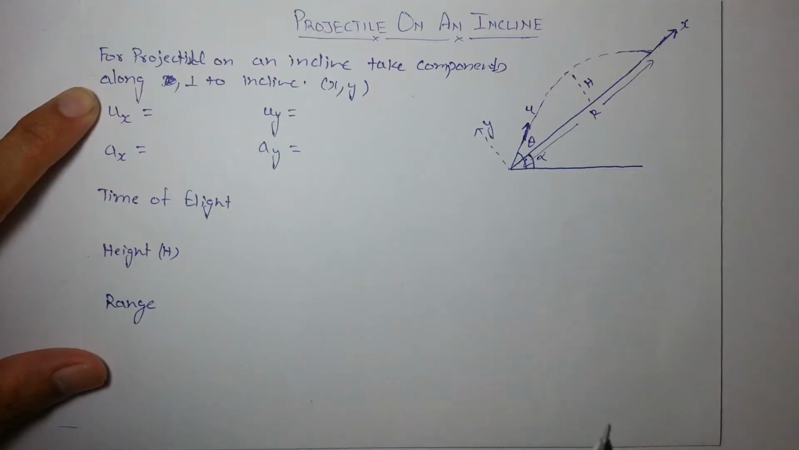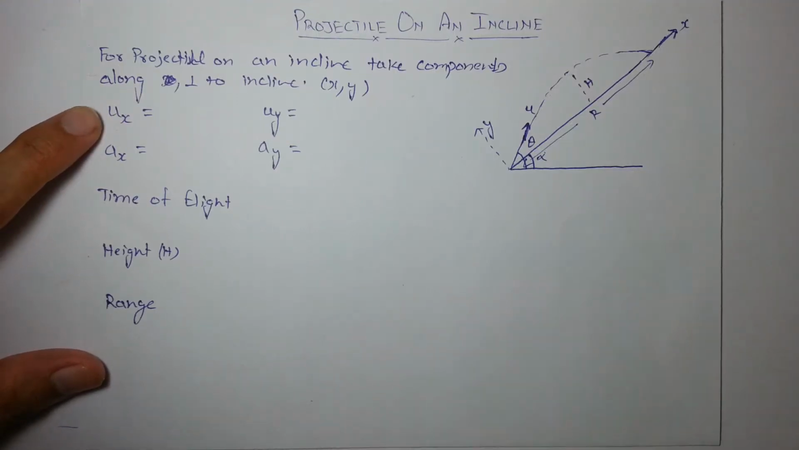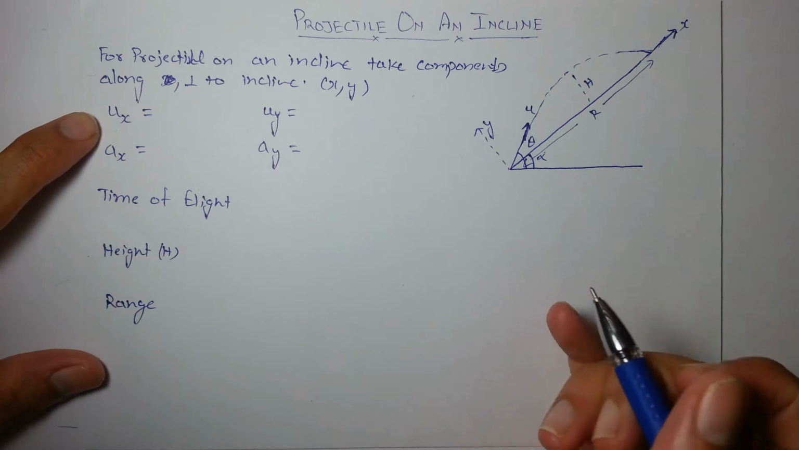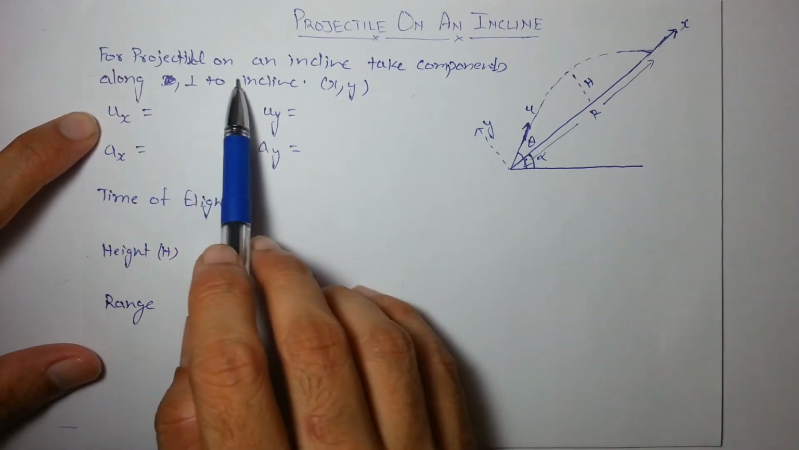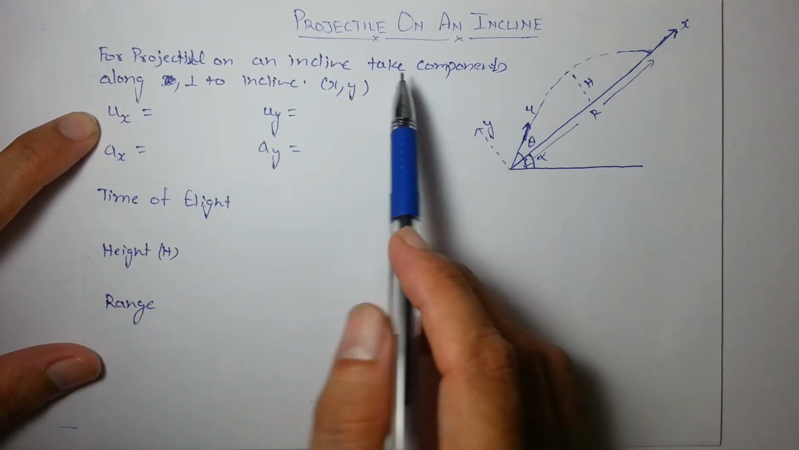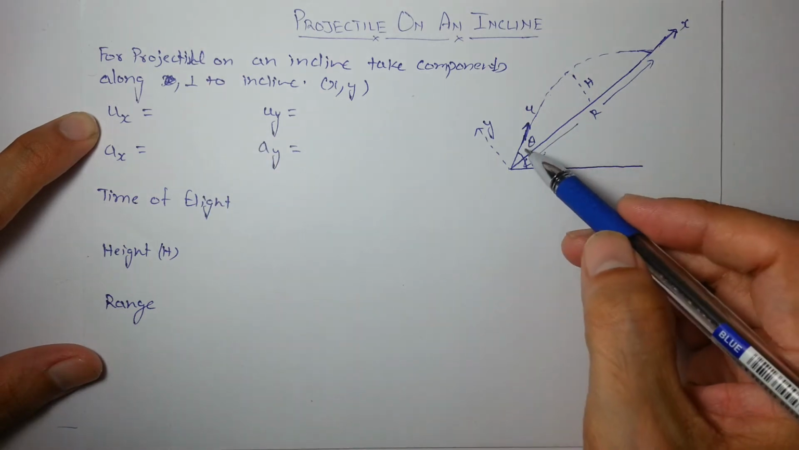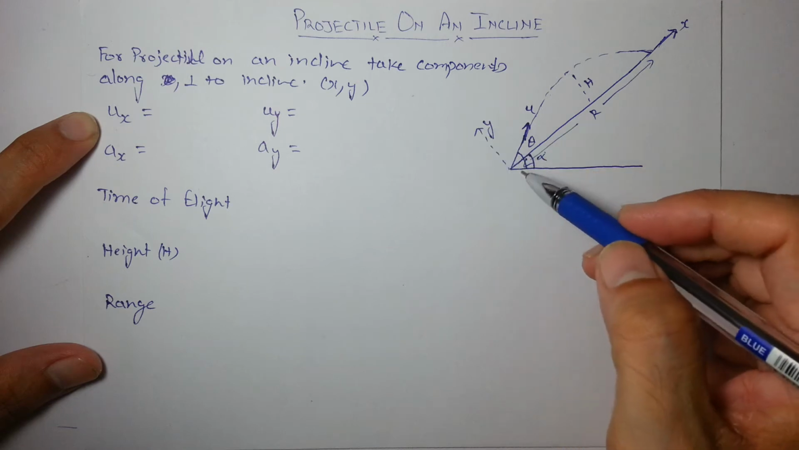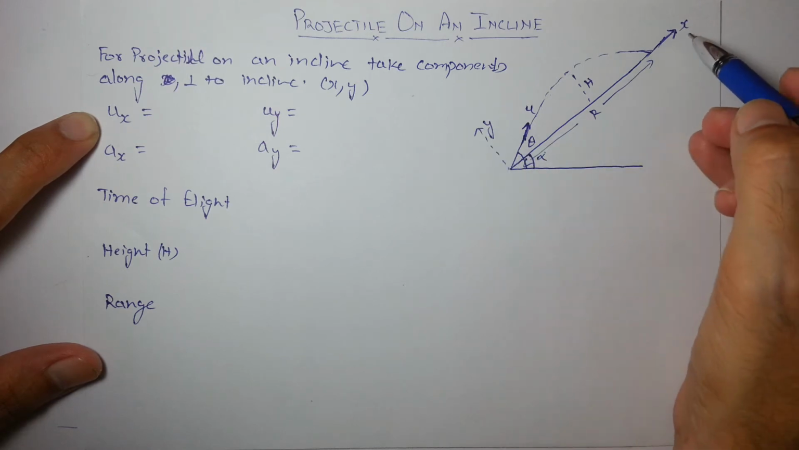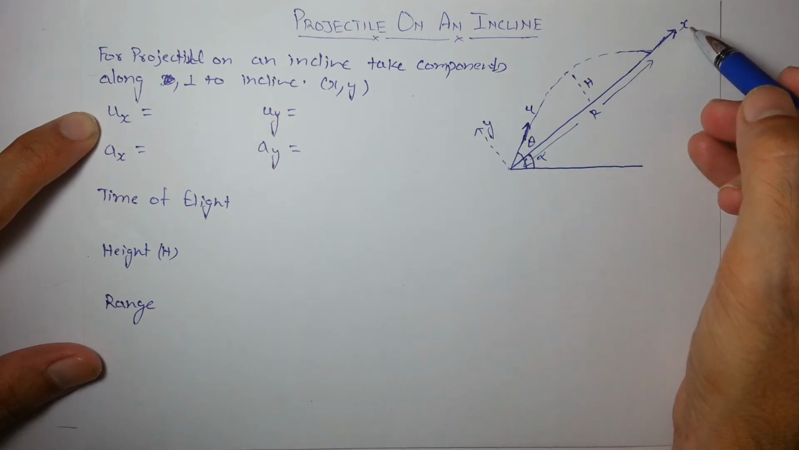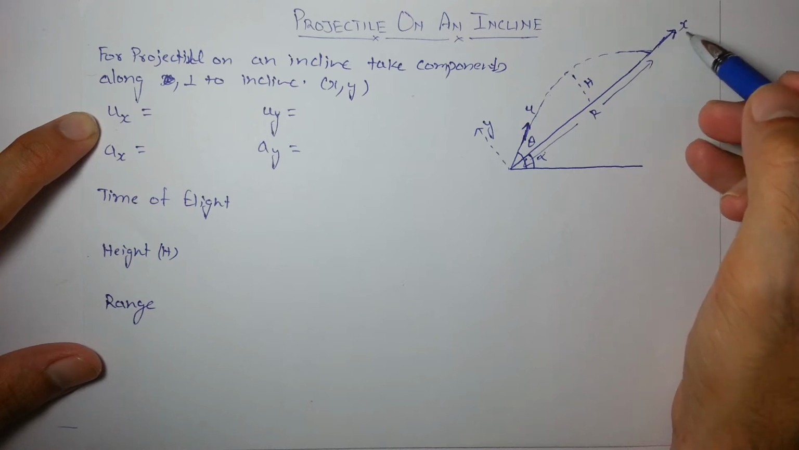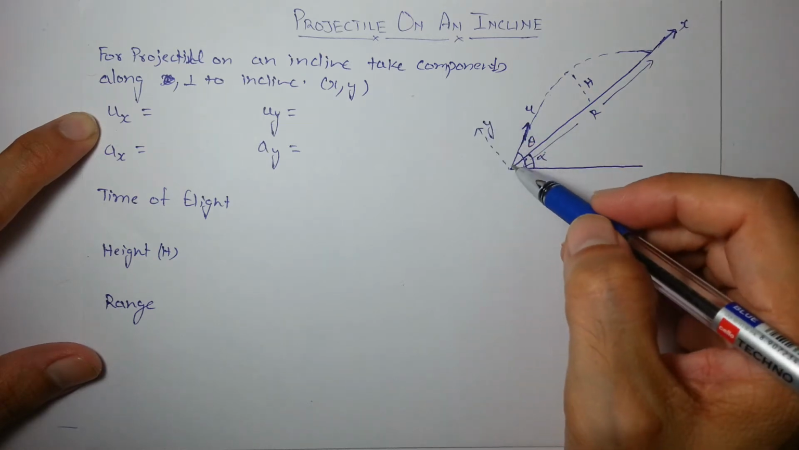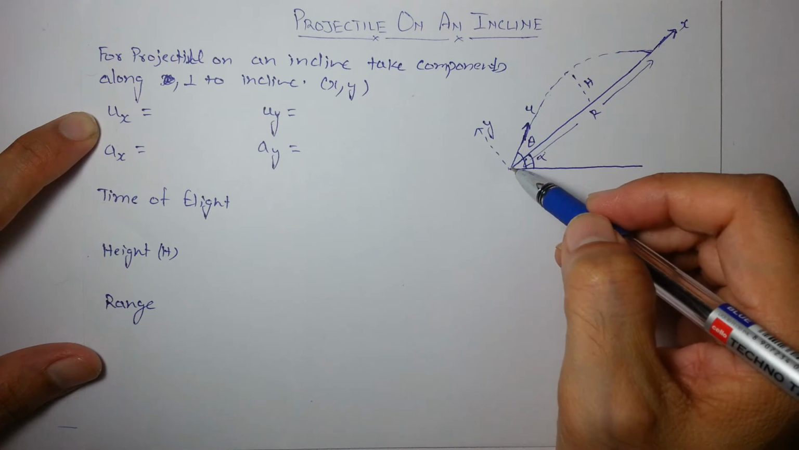Hi guys, in this video we'll see how to deal with projectile on an incline. For a projectile on an incline, just take the components of velocities and acceleration along and perpendicular to the incline. I have taken the x-axis along the incline, so the y-axis will be perpendicular to the incline.